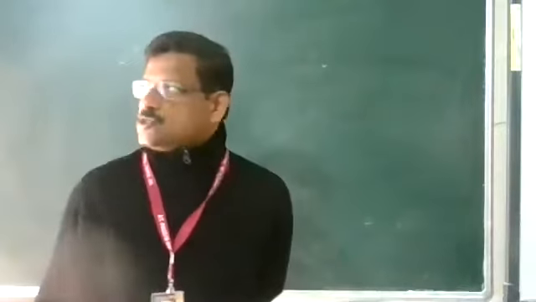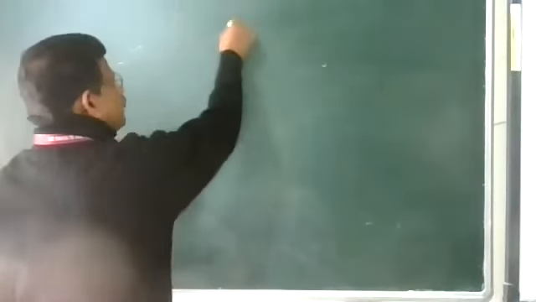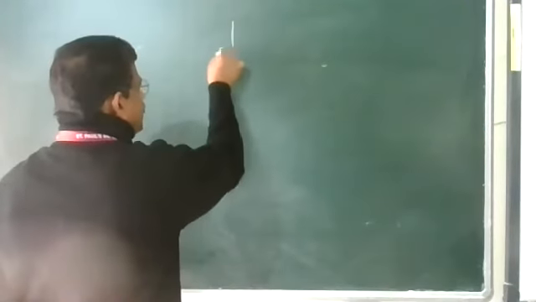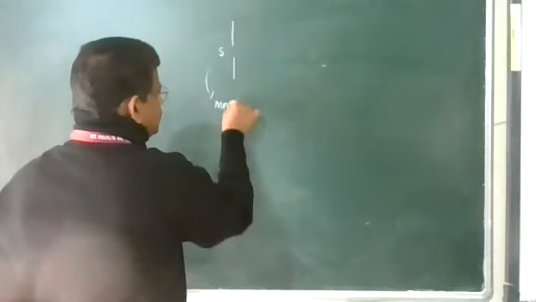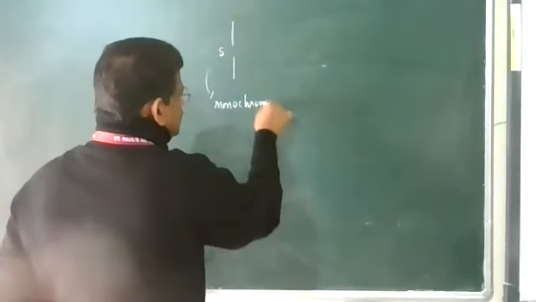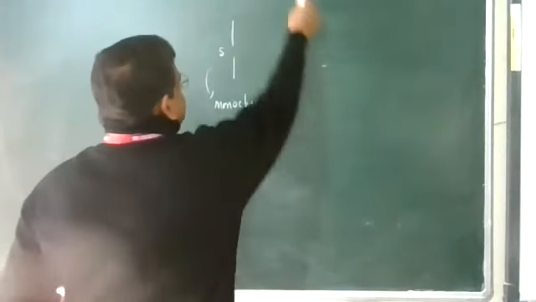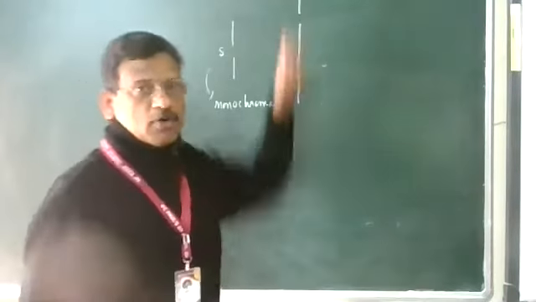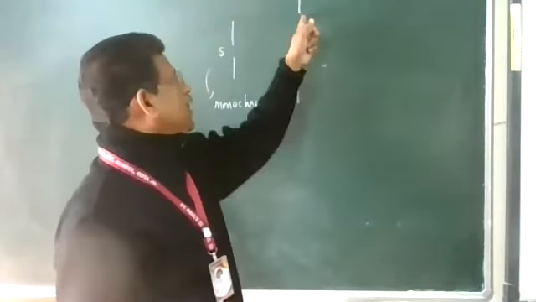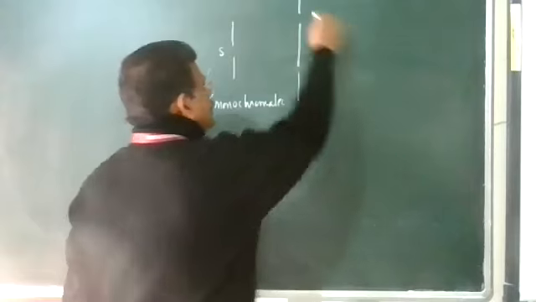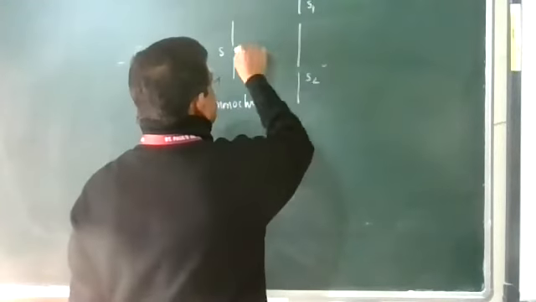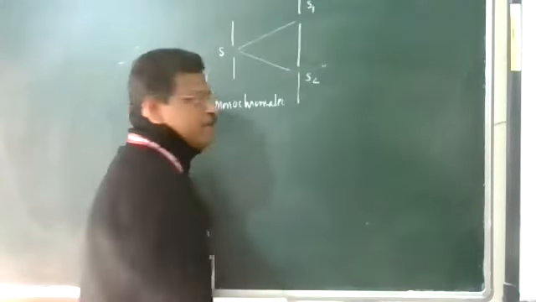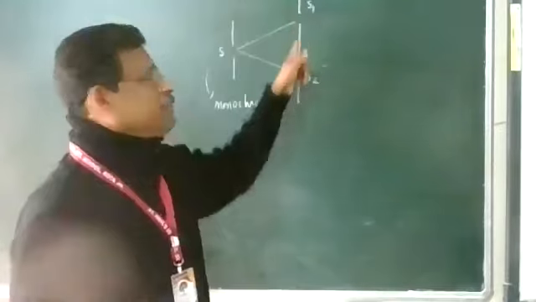Next point, Young's double slit experiment. In Young's double slit experiment, we have a monochromatic source of light. Monochromatic means single wavelength. From that, two coherent sources are derived. You can keep a cardboard here, and you can make two slits. And these slits, you can take as equidistant. SS1 is the same as SS2. So they will be in phase.